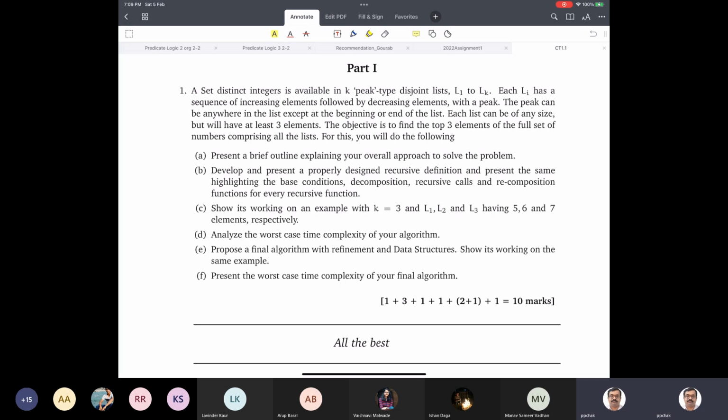Does anybody have any other option, any other solution? Does anybody have any other solution? Can anybody do an improvement of this binary search tree data structure?